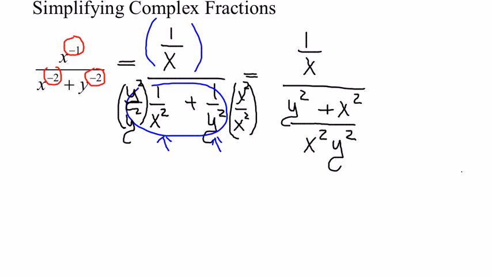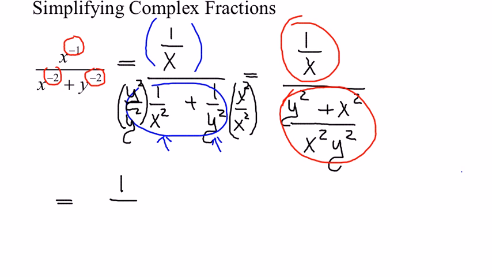So now notice we have a fraction here at the top and a whole fraction here in the denominator. So now all we have to do is use the idea of keep, change, flip. So we're going to keep the first fraction, which is 1 over x. We're going to change the sign from division to multiplication, and then we're going to flip the last fraction, which would be x squared times y squared divided by y squared plus x squared.